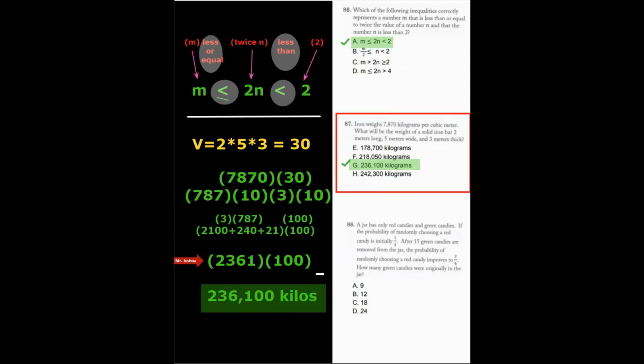2,361 times 100. Put 2 zeros on the end of that 2361, because of the times 100, and we have 236,100 kilograms, a massive weight. And the correct answer was G, 236,100 kilograms.